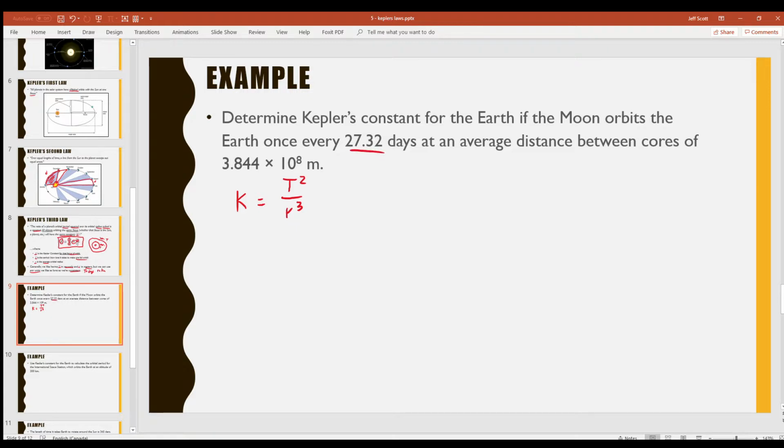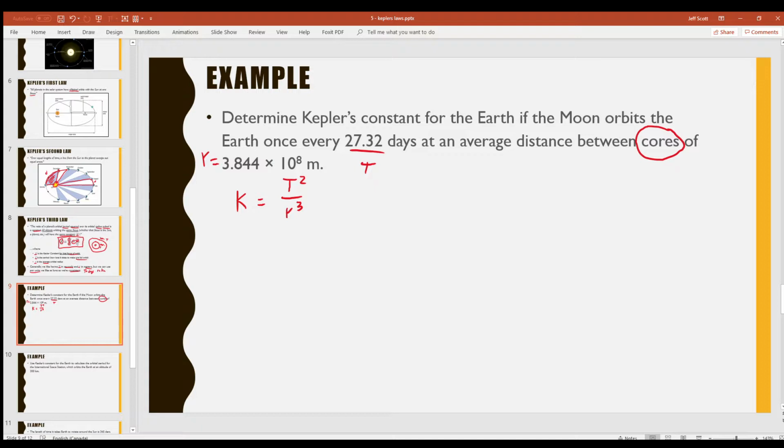We know what T is here. It takes 27.32 days for the moon to orbit around Earth once. And we know the orbital radius is 3.844 times 10 to the 8 meters. And it was nice that it told us it was between the cores, because that really is officially how you need to measure this orbital radius. It has to be from the center of the Earth to the center of whatever is orbiting Earth. So in this case, to the center of the moon.